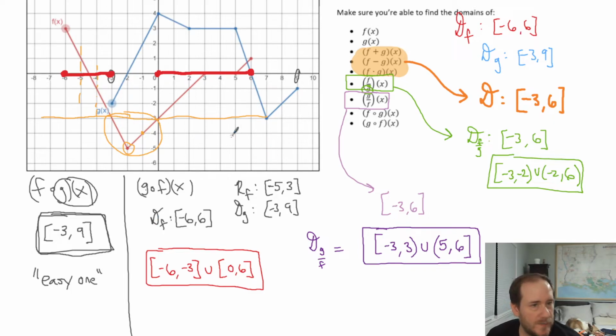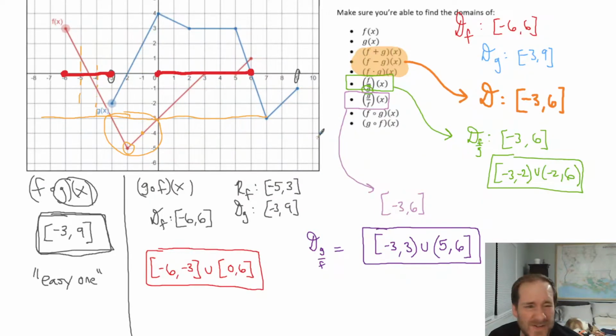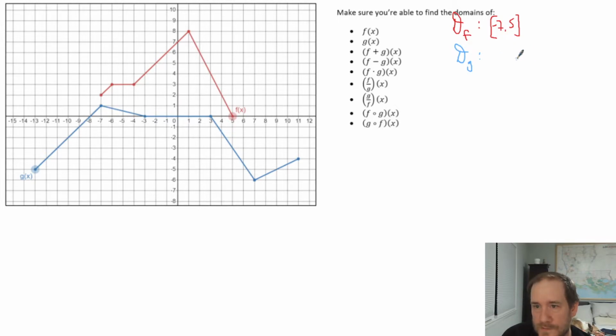So that's one problem down, and I gave you guys 3. So we'll go through the other 2. Maybe a little bit faster, with less explanation. Alright, so what's this going to be? Obviously, I think the domains of f and g are pretty self-explanatory, so I'm going to do that very fast. Domain of f is -7 to 5. Domain of g is -13 all the way to 11.